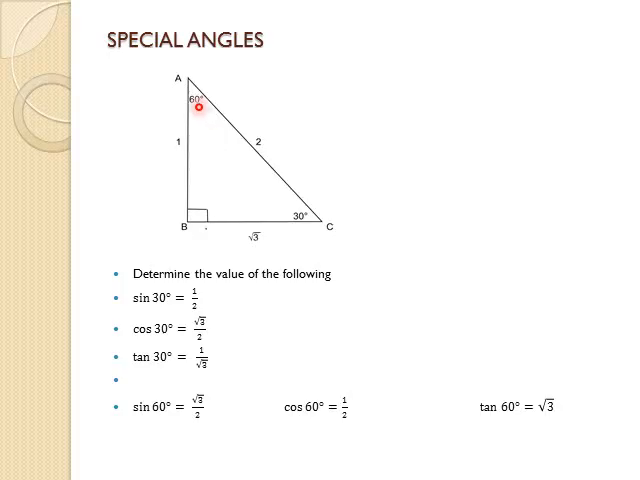Right, and if we work vice versa, sin 60, opposite being square root 3, and hypotenuse being 2, cos 60 would be adjacent over hypotenuse, which is 1 over 2, and then tan 60, which is then square root 3 over 1, which gives me square root 3.